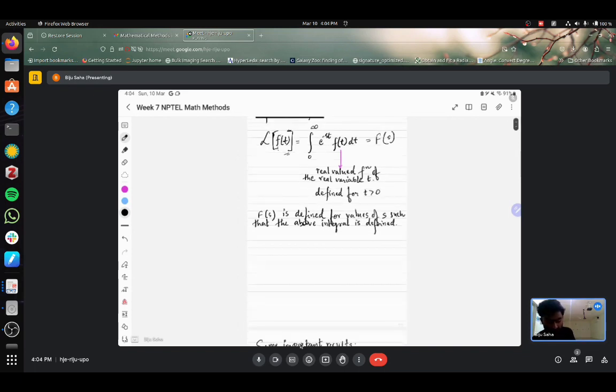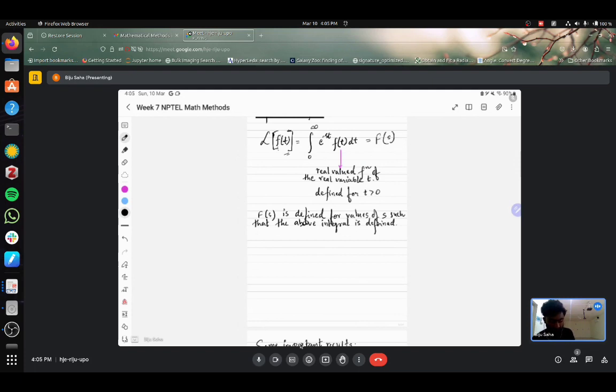Here f(t) is a real valued function of the real variable t, and it is defined for t greater than 0. That is the definition of the function f(t). The Laplace transformation maps the function f(t) to a function which is given by this capital F(s).